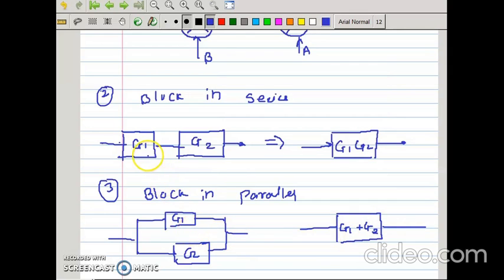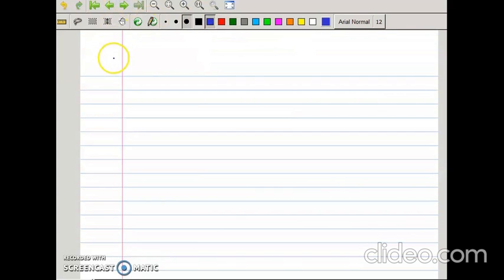Why addition? Because of series versus parallel. If blocks are in series, see G1 and G2 in series, so we can put G1 into G2, right? Here, if G1 and G2 are in parallel, we can put G1 plus G2. If one more block is there, suppose this is G3 here, then we can write G1 plus G2 plus G3, like that. Okay. So this is rule number 3, where if the blocks are in parallel, we can put a single block by replacing all parallel blocks. Okay. Let's move on to the next rule.